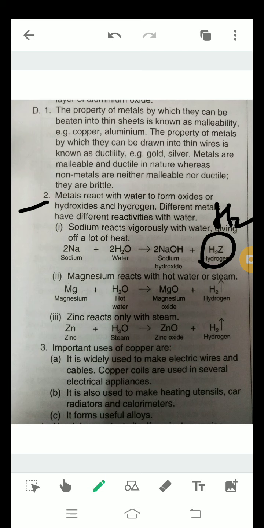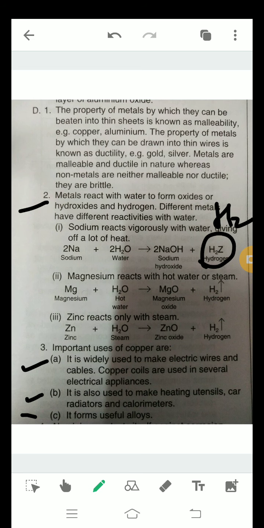Okay, now the third question is, give the important uses of copper. So you have to write the important uses of copper. They are given to you, 3 uses of copper are given. Just go through them and write.